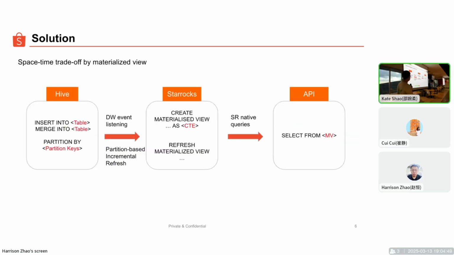So the whole pipeline then becomes like this. First of all, in StarRocks we create a materialized view by the CTE to serve the customers. Because we already know what tables are involved, no matter what DML statement is executed in Hive, we will receive an event listening. Shopee has a centralized event bus for every data change. So then we will know that this underlying table has been changed, and we need to refresh the materialized view.